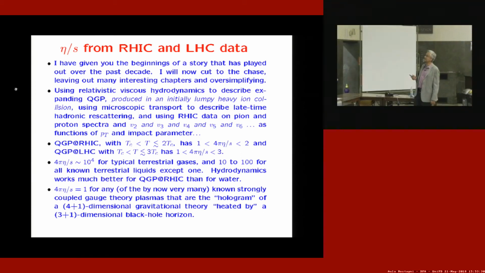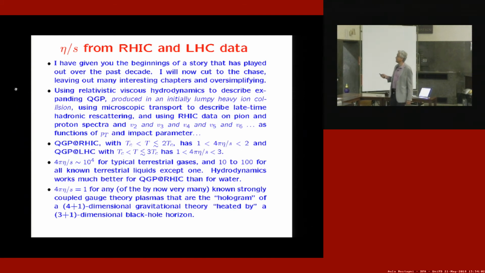At the LHC, higher energy collisions get up to more like 3 times the crossover temperature, and the range of uncertainty for η over s is a little bit larger because, again, there's a higher temperature range. I'm being quite conservative here in quoting these ranges. The uncertainty principally comes from knowing exactly how to describe the lumpiness of the initial state, and I think many people would tighten this range a little bit, but it doesn't matter for my talk.